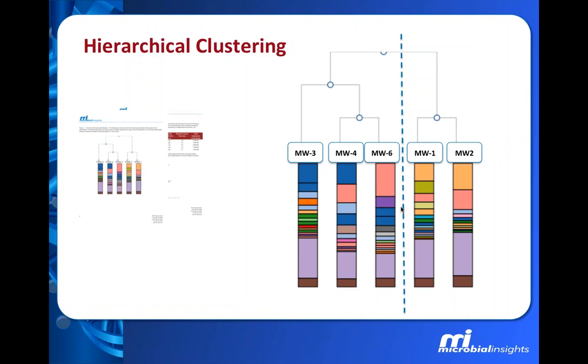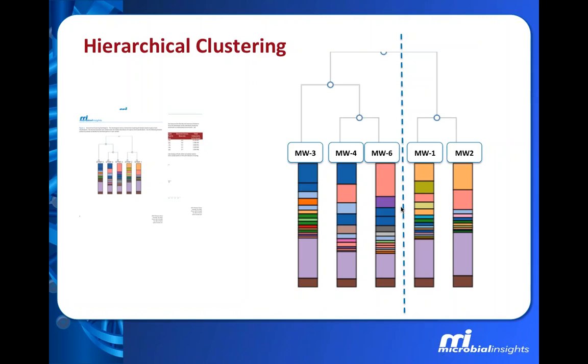Now if we take a look at that first cluster, we can see that MW3 is on its own, and we have 4 and 6 that are subclusters. So 4 and 6 are more similar to each other than 3, but as a whole, those 3 are more similar than they are to 1 and 2.